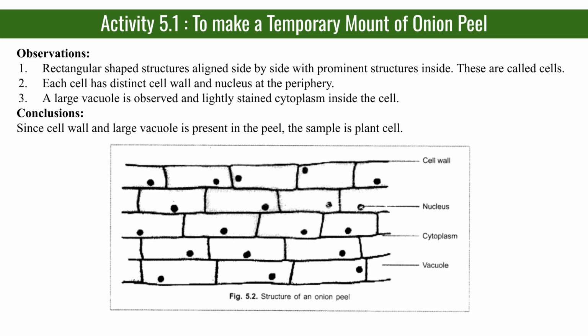Observations will reveal rectangular structures aligned side by side, which are the cells. Each cell has a distinct cell wall and a nucleus at the periphery. A large vacuole and lightly stained cytoplasm are also visible. The presence of a cell wall and large vacuole indicates that the sample is a plant cell.